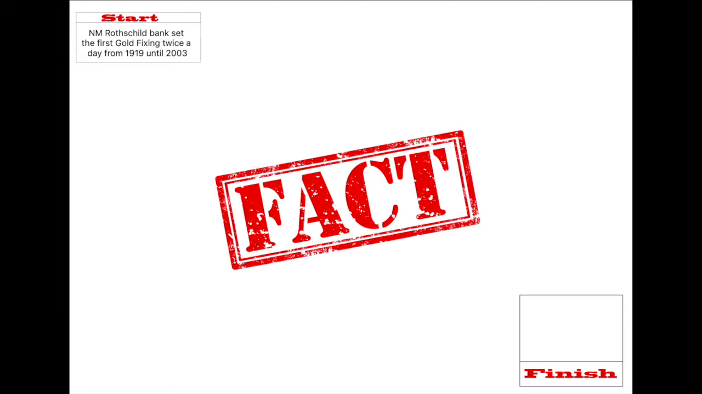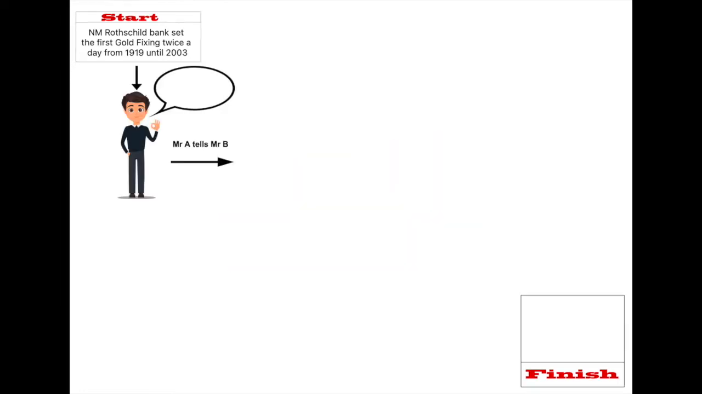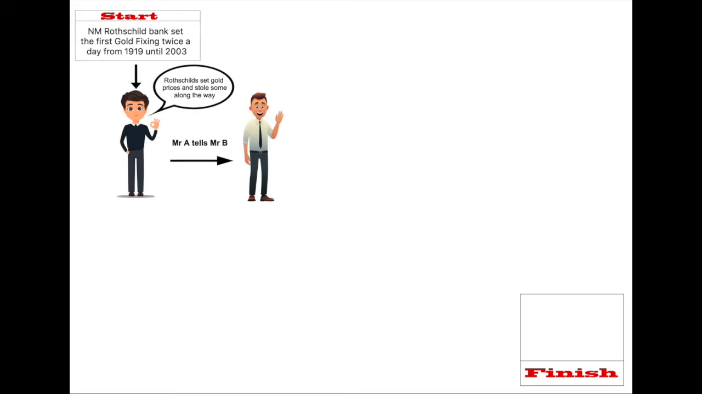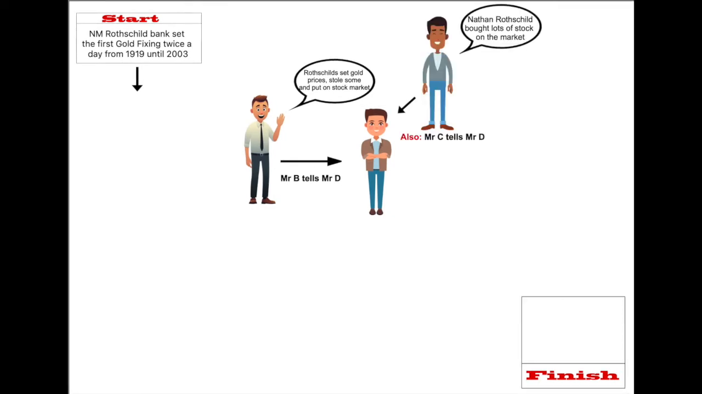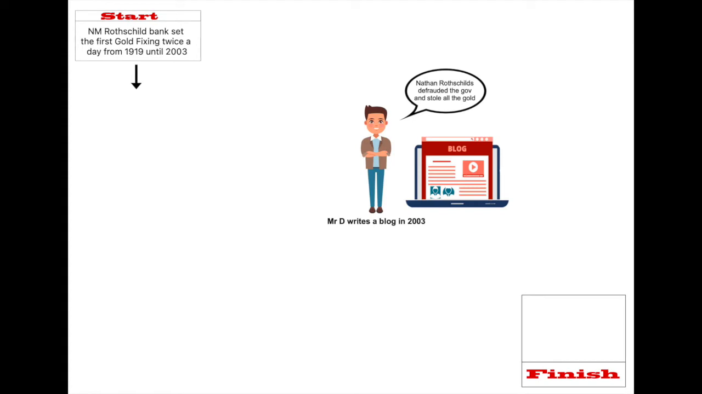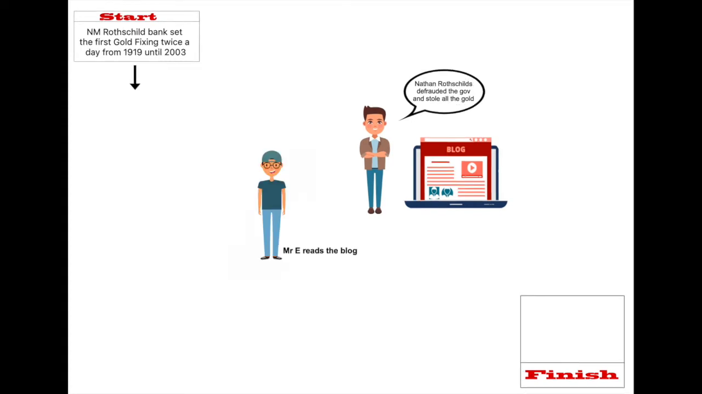Here's an example of how stories are made up, protected, and then spread around by those that made them up. N.M. Rothschild Bank set the first gold fixing twice a day from 1990 to 2003. Mr. A tells Mr. B that the Rothschilds set the gold prices and stole some along the way. Mr. B tells Mr. D the Rothschilds set the prices, stole some, and put it on the stock market. Also, Mr. C tells Mr. D Nathan Rothschild bought lots of stock on the market. Mr. D writes a blog in 2003 that Nathan Rothschild defrauded and stole from the government.